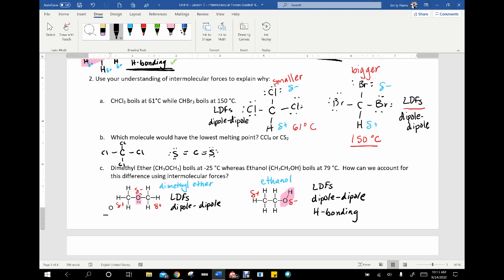So what we see is ethanol, due to that presence of hydrogen bonding, is going to have stronger forces, which results in a much higher boiling point. So that's crazy. It boils at almost 80 degrees Celsius, whereas the other one boils at negative 25. So it's a much lower boiling point. So that presence of hydrogen bonding creates stronger intermolecular forces, resulting in a higher boiling point.